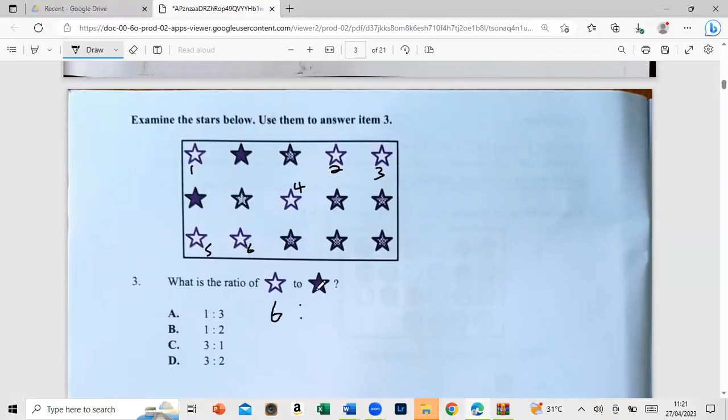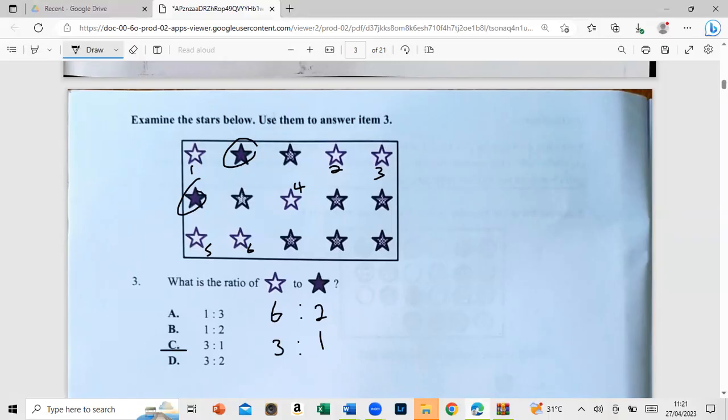This is the dark colored one, right? So you have 1 here and 1 here. So that's 2. These are different. So it's 6 to 2. We can break that down because I don't see 6 to 2. It's 3 to 1. So this one would be C.